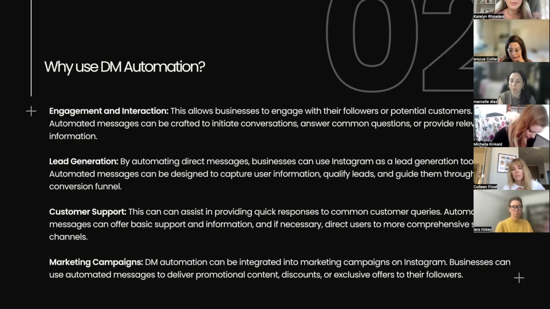So a couple reasons people use DM automation. One is for engagement and interaction. This allows you to engage with your followers, maybe initiate a conversation, or even answer common questions and provide relevant information to them. I use it for lead generation. You can automate the messages to ask for an email, and then Manychat will store it for you in your Manychat account, and then you can take that and put it over into your CRM.